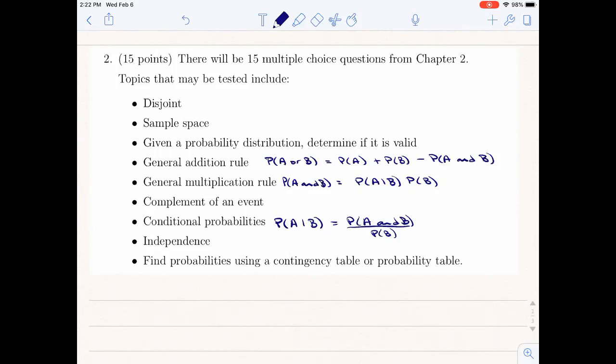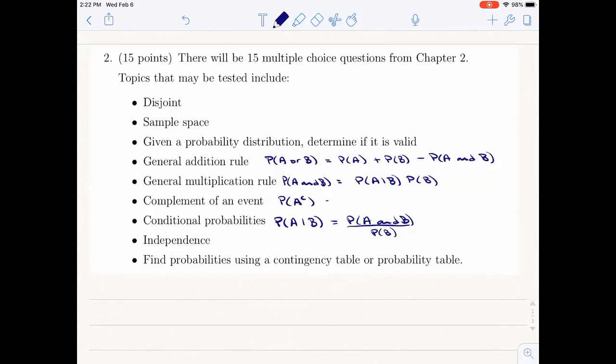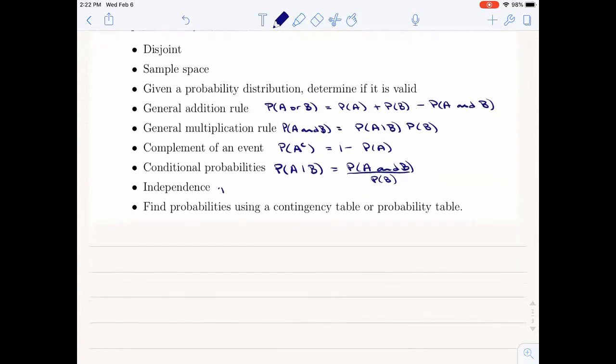The complement of an event, the probability of not A is 1 minus the probability of A. In terms of formulas. And then we've checked for independence on assignment 2, right? And so that's when we just say that if A and B are independent, then the probability of A and B has to be the same as the probability of A times the probability of B. Right, so you can check that. If they're not the same, then they're not independent.